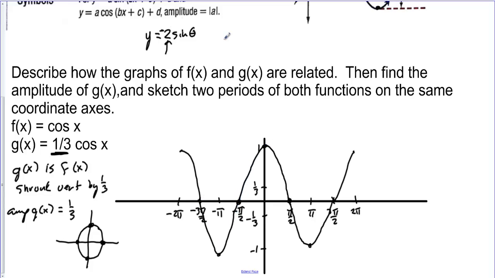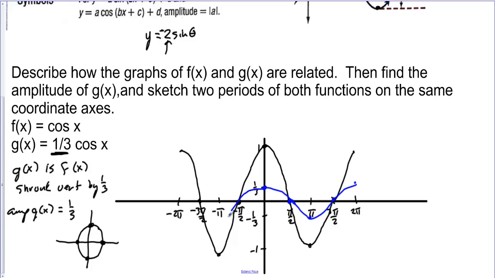And then we're asked to graph g of x also. Well, g of x is very similar, except it only goes up to 1/3, and it only goes down to -1/3. Otherwise, it's pretty much the same wave. So the amplitude is not as big.